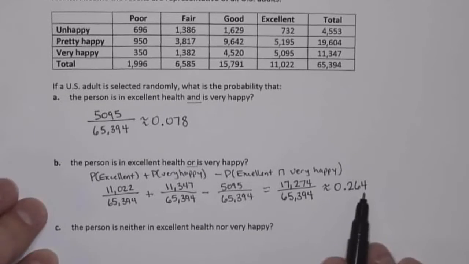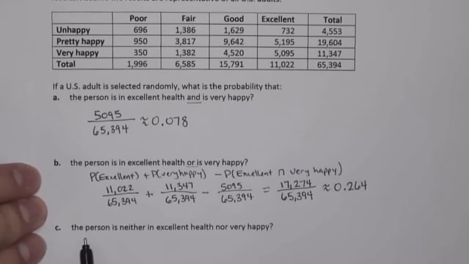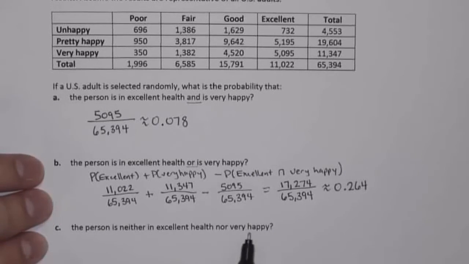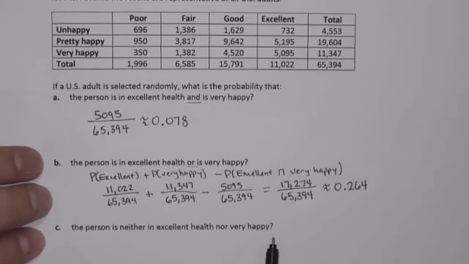Look at C. If we randomly select a U.S. adult, what is the probability that the person is neither in excellent health nor very happy? Ooh, now this one's a little more challenging. Neither in excellent health nor very happy. So now we're dealing with a complement.